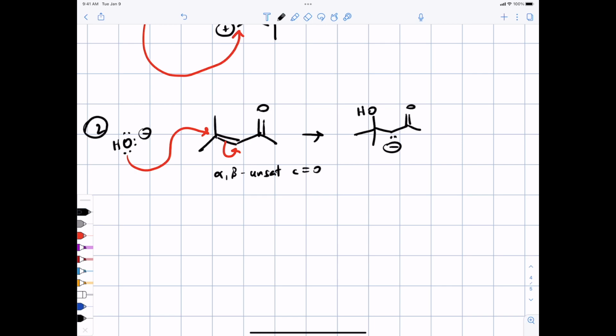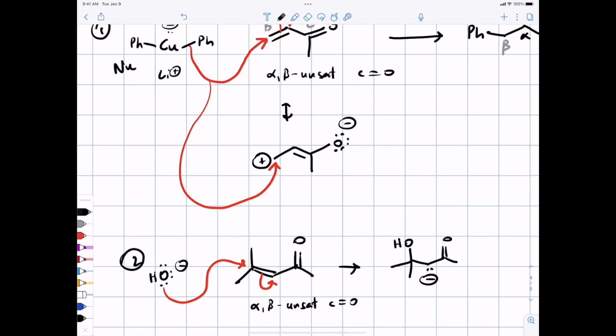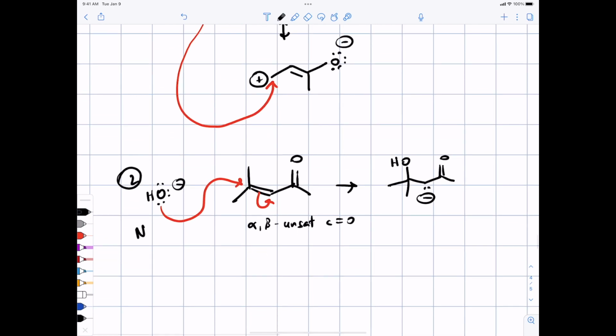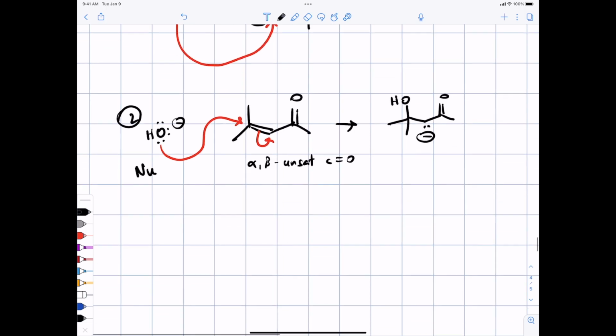We're going to introduce one more, and that is instead of using a cuprate as a nucleophile or OH minus as a nucleophile, we're going to use an enolate.